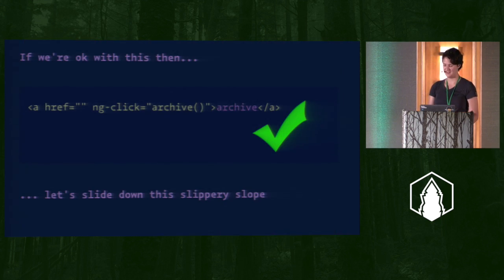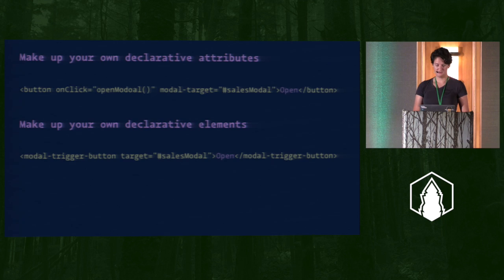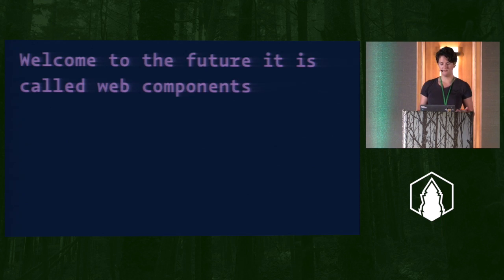So if we're going to be okay with that, and I hope I've convinced you that we can be, we're going to keep going in that direction. So if declarative attributes are good, then it would be cool if you could make your own declarative attributes. If declarative elements are cool, it would be cool if you could make your own. What if you could yourself make something as useful as a select or an input? So as you've probably heard, there's this thing called web components.